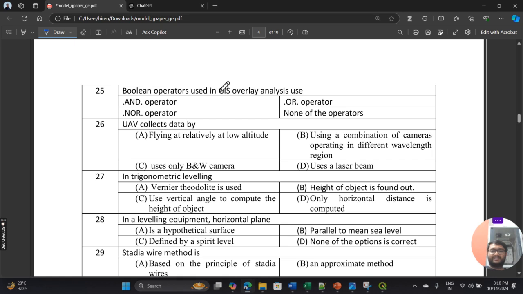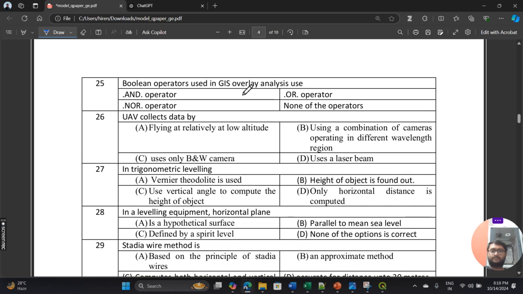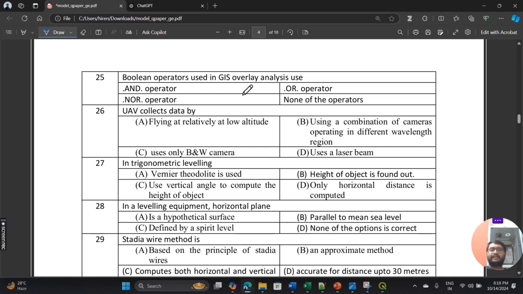Then, Boolean operators used in GIS overlay analysis: AND, OR, NOR. Like if this and this are true, then it will get one.